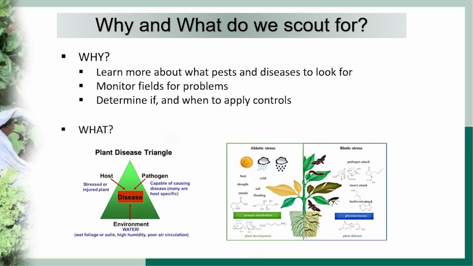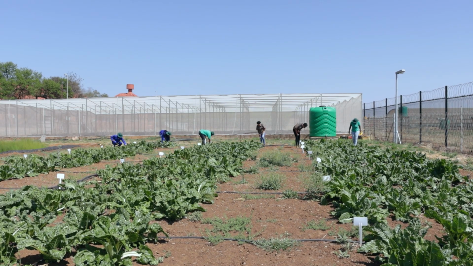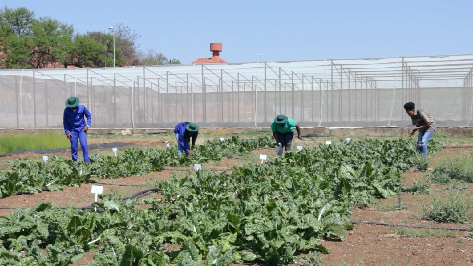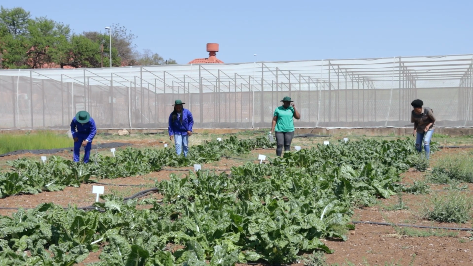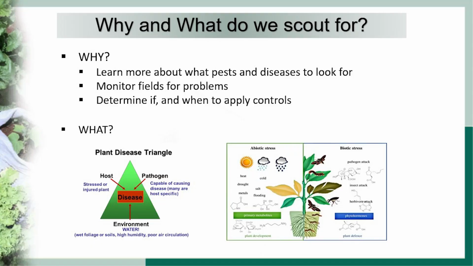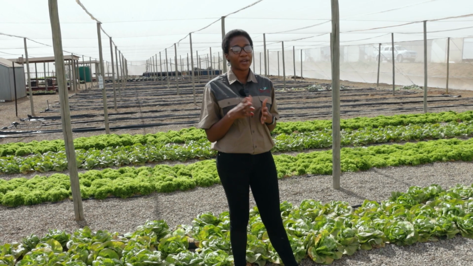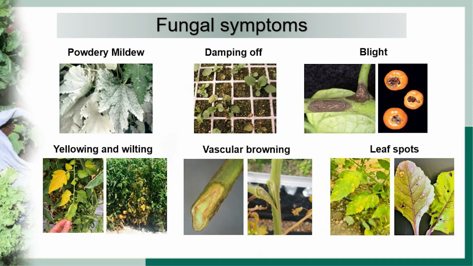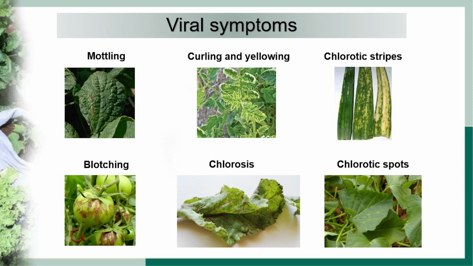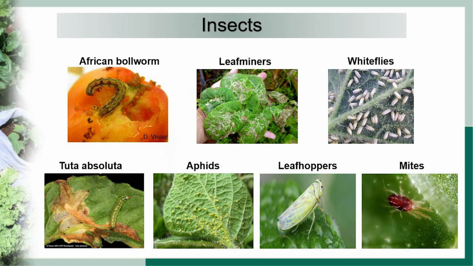Firstly, you are scouting to see that everything is fine with your field, your plants are healthy, there are no nutrient deficiencies, no pests, everything is still perfect. What are we scouting for? We are scouting for, as I said, nutrient deficiencies, so the yellowing of your plants, purpling of leaves. And then we are also scouting to look for biotic factors, which are your fungi, your bacteria, your viruses, and also your insects. So those are the main things that we scout for.